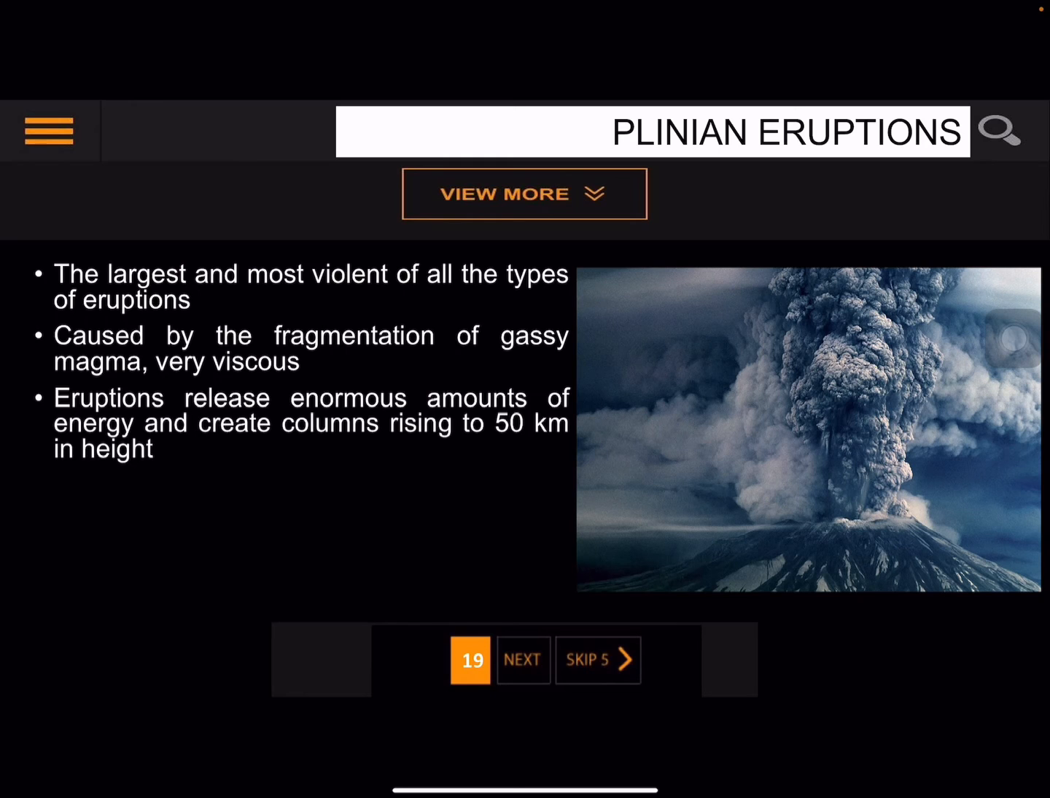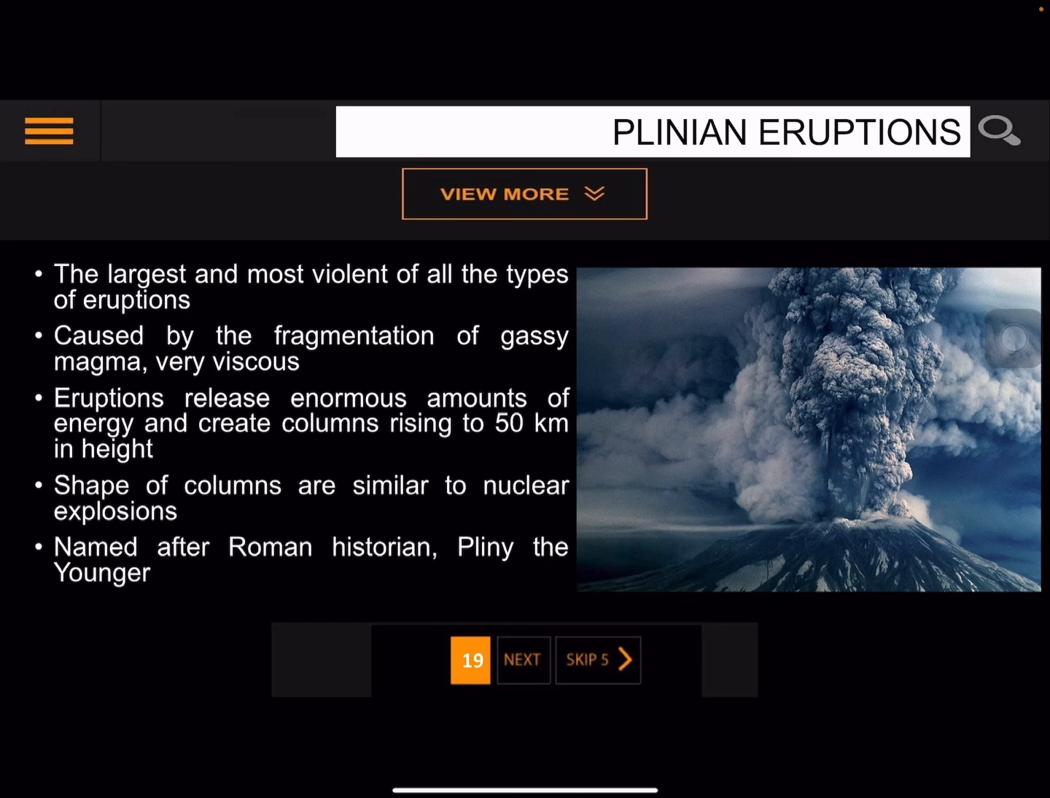To top it off, ash from an eruption column can drift or be blown hundreds of thousands of miles away from the volcano. The destructive power of Plinian eruptions can even blow off whole mountain tops, such as the case of Mount St. Helens in 1980. The shape of these columns are akin to those of nuclear explosions, which are mushroom clouds. It is named after the Roman historian Pliny the Younger after he made the comparison while viewing the 1980 eruption of Mount Vesuvius. Subcategories include subplinian, which are below 20 kilometers, and ultraplinian, above 35 kilometers high.